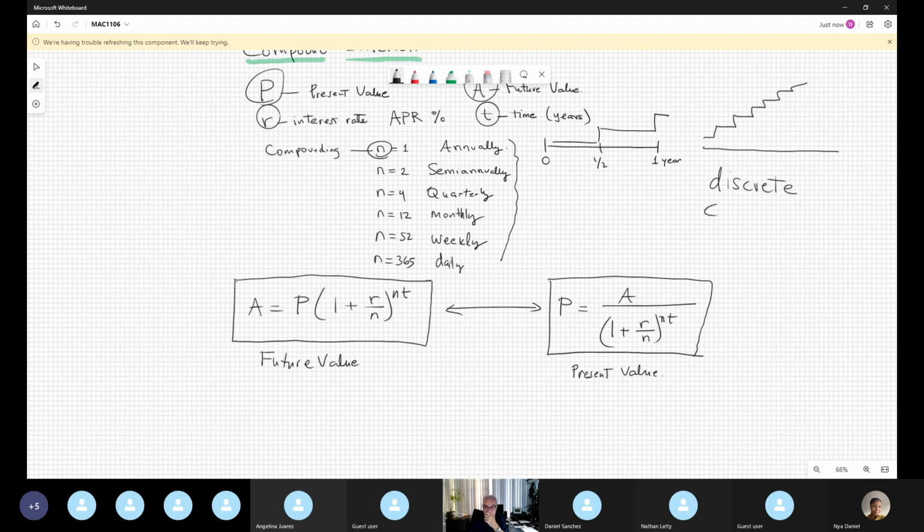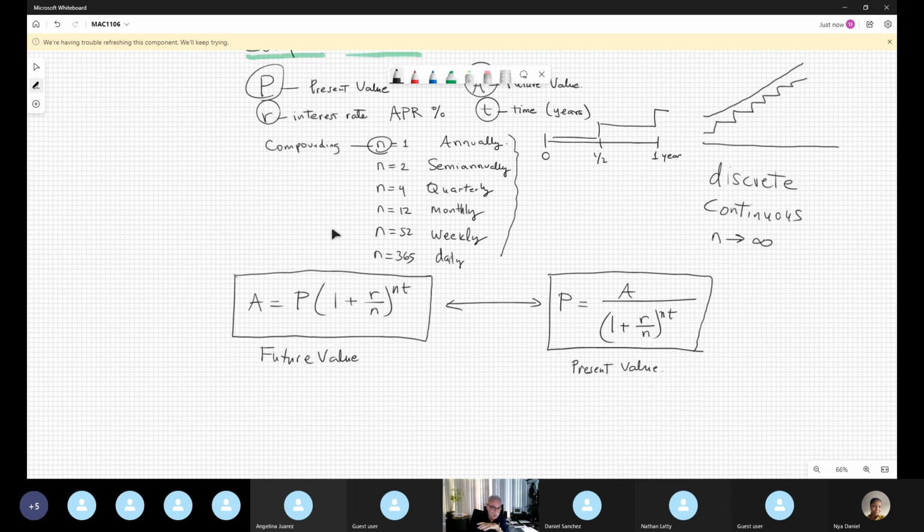However, we have continuous, where you have no information about the compounding and you suppose compounding is infinity, that my money is increasing always. Now the exponential is continuous. So the formula is a little bit different, but not too much.